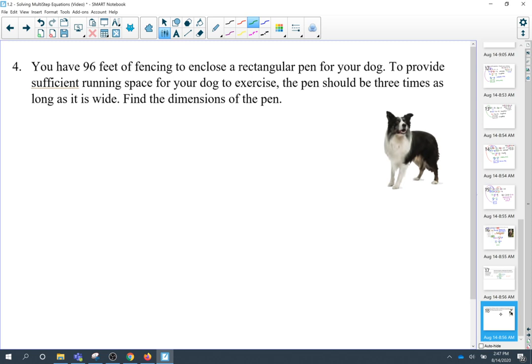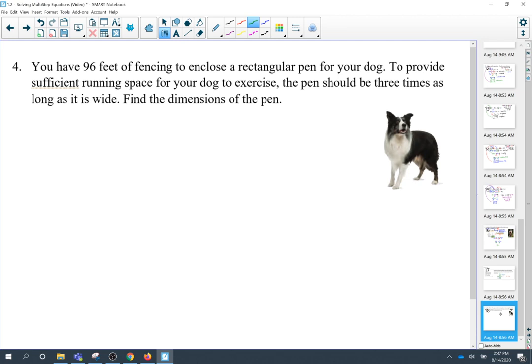You have 96 feet of fencing to enclose a rectangular pen for your dog. To provide enough running space for your dog to exercise, the pen should be 3 times as long as it is wide. Find the dimensions of the pen.